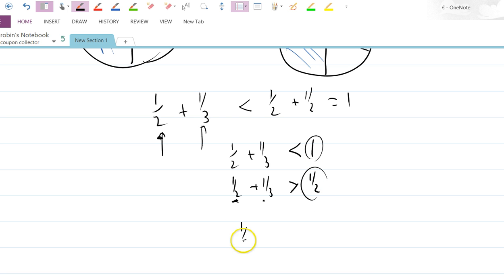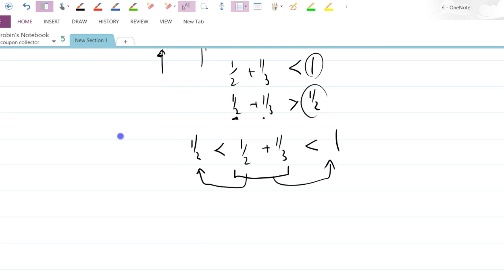And you'd write it like this in mathematics. It's greater than 1/2, and it's less than 1. So you've got this kind of double relationship here. You've got this number here, and you've kind of bracketed it between 1/2 and 1. Okay, so a half plus a third.